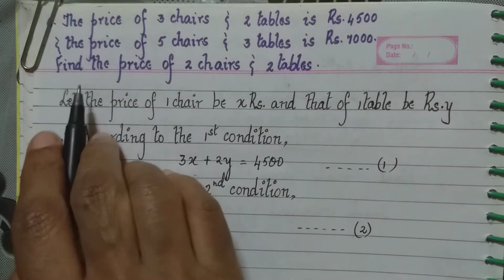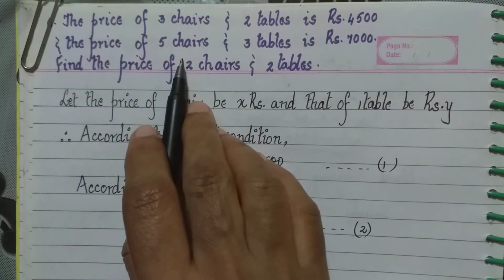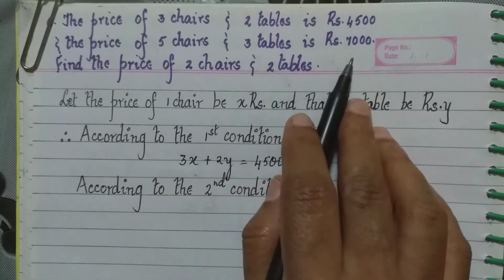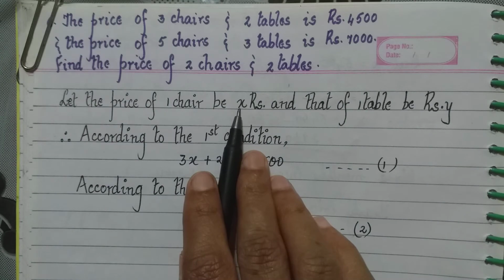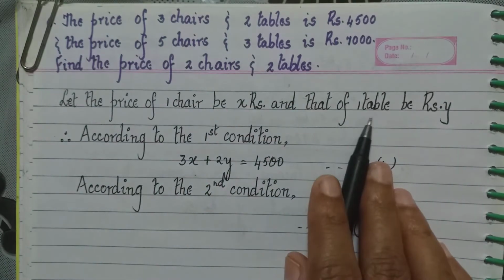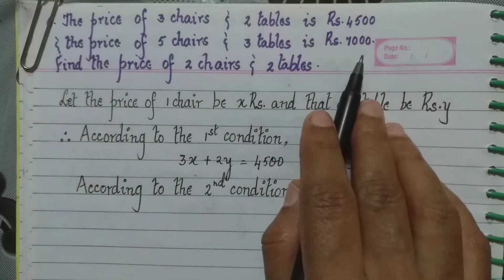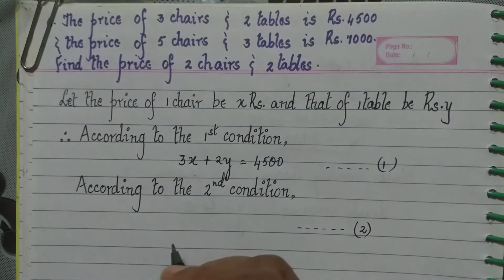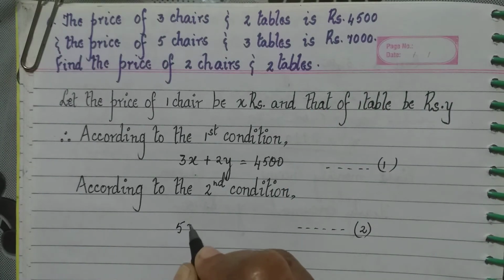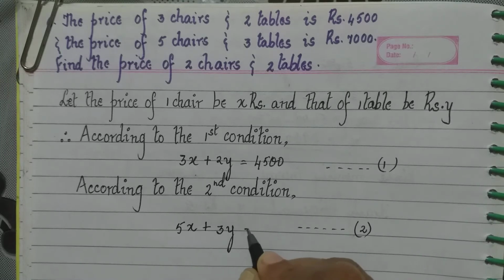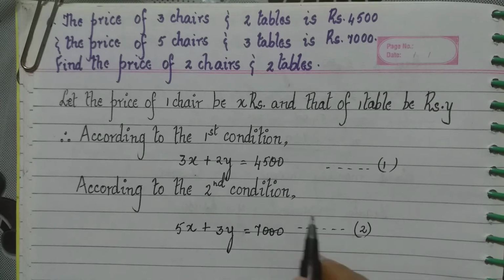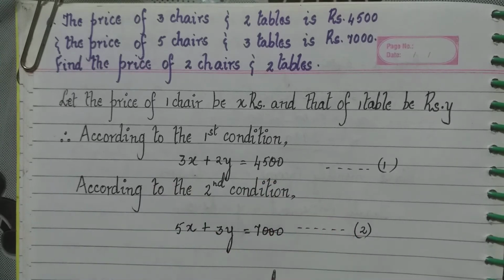4,500. Now the second condition, the price of 5 chairs and 3 tables is rupees 7,000. Therefore, 5 into X plus 3 into Y is equal to 7,000. Now we look at the two equations.